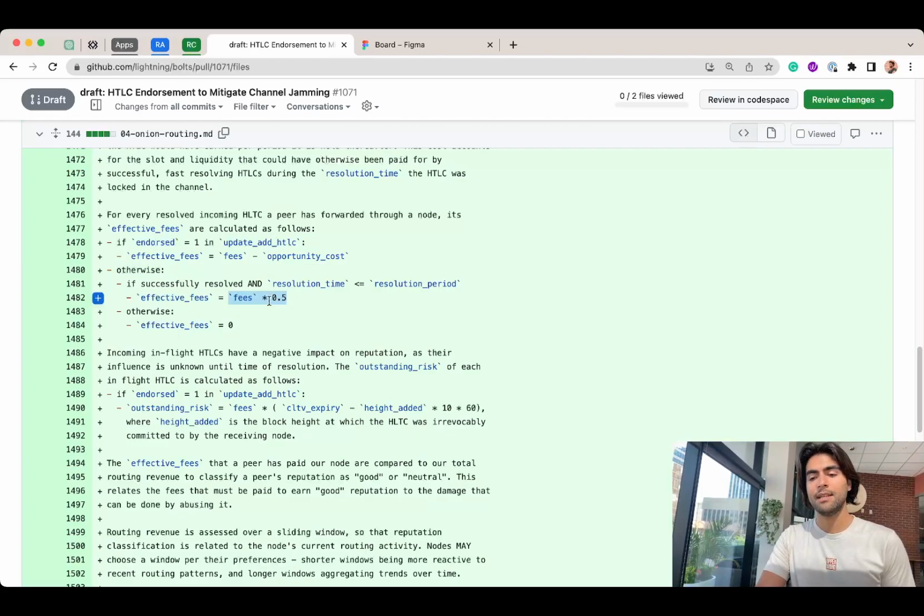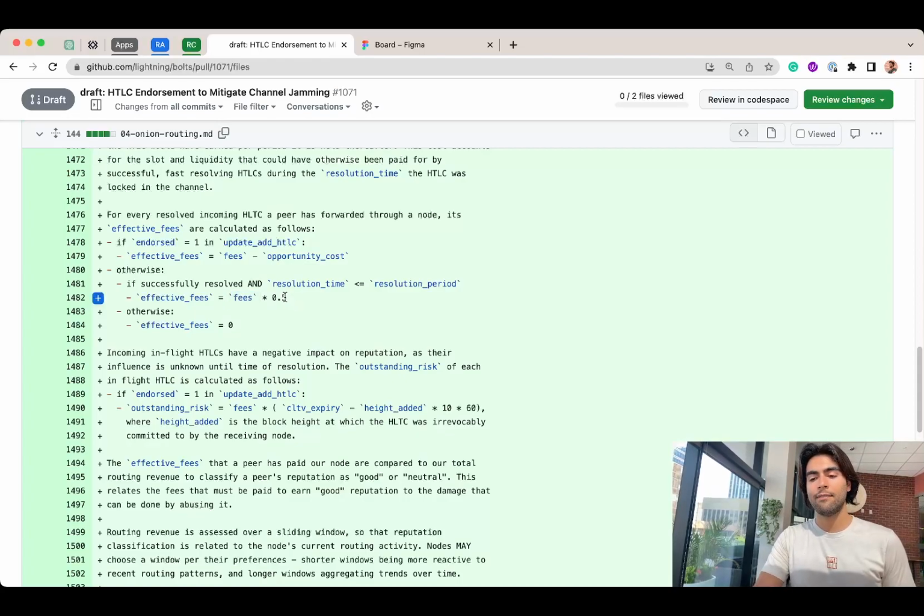Why half the fees? Because if we give the complete fees here, then there is no incentive for nodes to set the endorse field to 1 and risk their reputation. Because this is fees, this is just as much as this effective fees up here could be. So if this was just fees, then nodes would always set the endorsed field to 0 and get the upside without tolerating the risk.